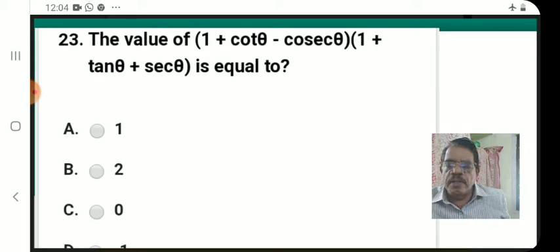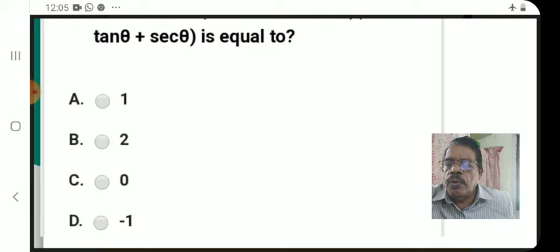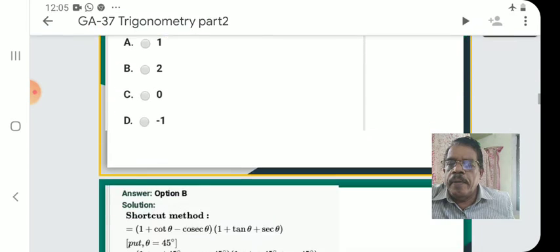Now we see another question. Question number 23. The value of 1 plus cot theta minus cosec theta into 1 plus tan theta plus sec theta is equal to: 1, 2, 0, minus 1.